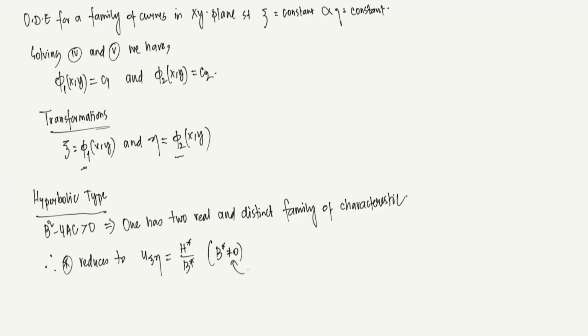So this is something for homework. You just have to check it. B star is non-zero, so all of this is true. And then this is the first canonical form of a hyperbolic equation. Okay, let me explain to you again what is happening here.